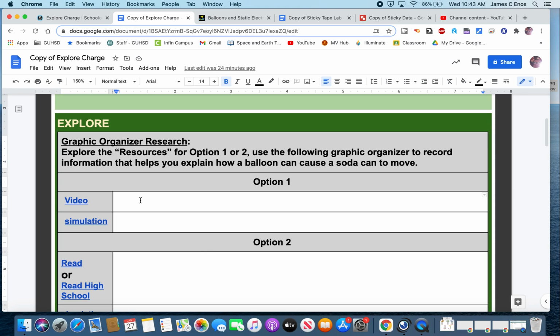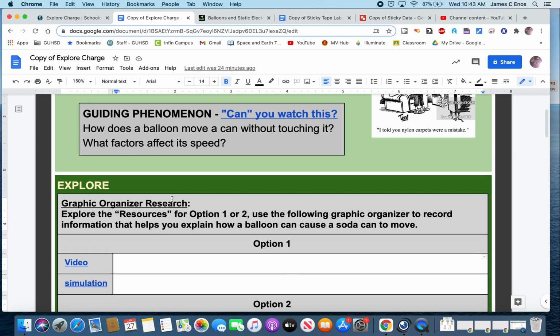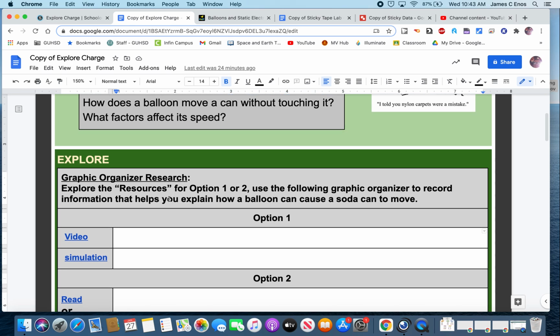All I want you to try to do is record some information here that's going to help you explain why a soda can was moving even though it wasn't being touched. And now I don't want you just to say, well, it was rolling down a hill. Well, no, I want it to have to do with a level surface where the gravitational potential does not change.